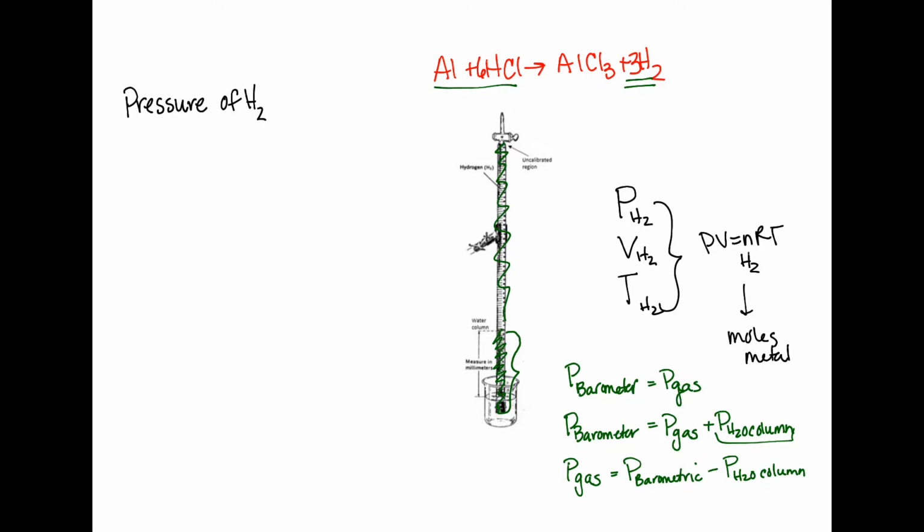Now, if you're taking this lab online, we used a slightly different procedure where we ensured that the water levels were equal to each other, and so we don't have to do this type of correction. So in that case, the pressure of the gas is equal to the barometric pressure. So for the pressure of gas, one of the corrections that we need to do is take into consideration the water level difference if your setup had a water level difference.